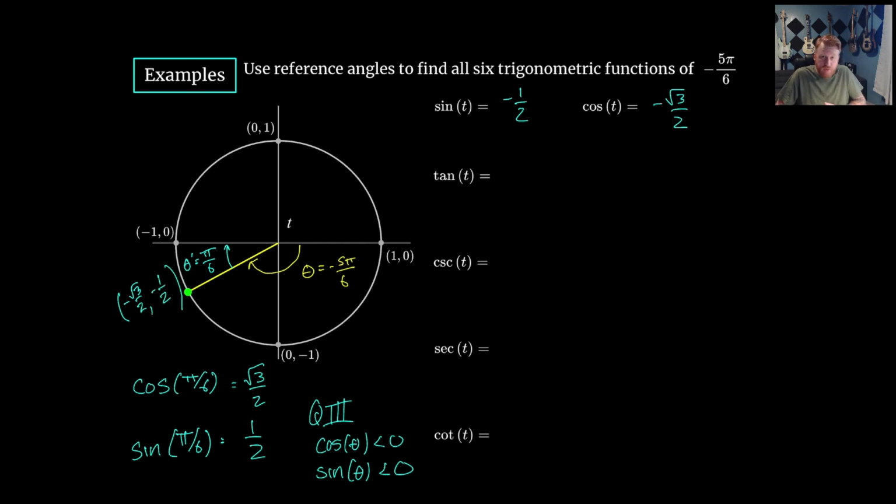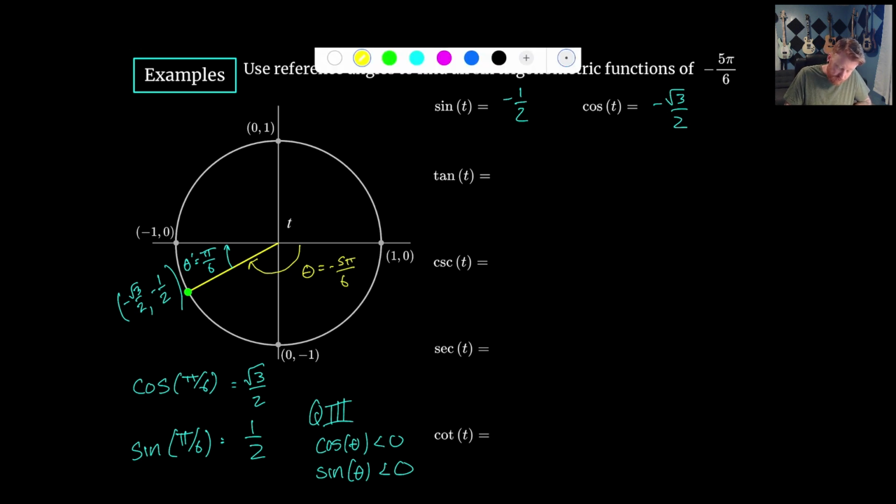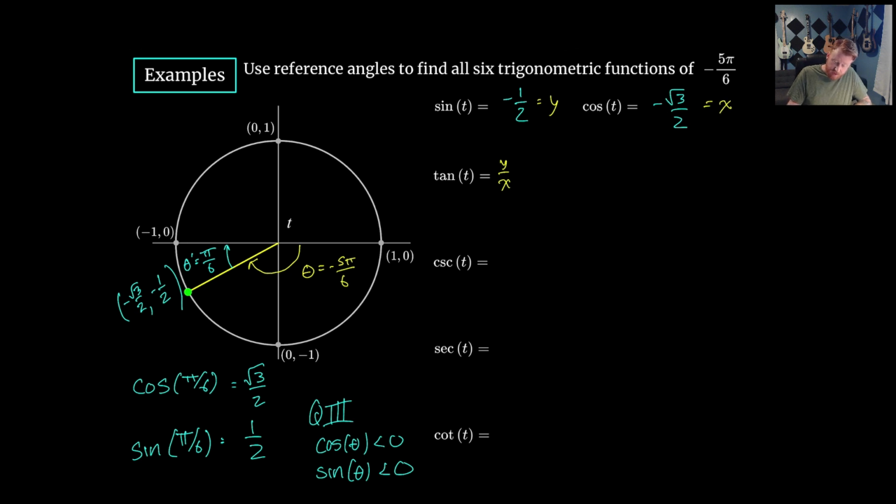And now we'll just use these relationships to get the rest of the trig functions here. So tangent is going to be y over x. So remember that sine is y, cosine is x. So y over x is going to be negative 1/2 over negative square root of 3 over 2.